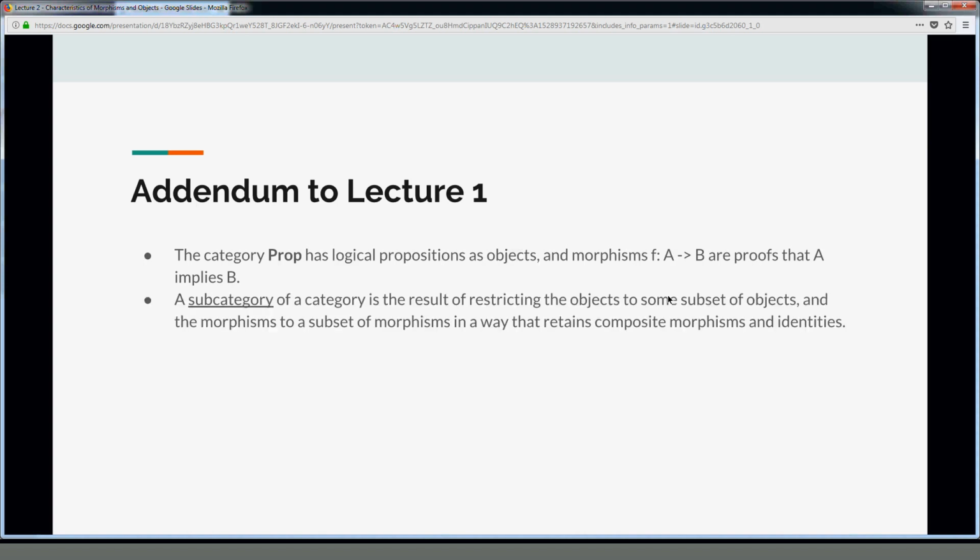Another thing I wanted to mention was the concept of a subcategory. It's an example of a construction that you might do on a category, where you basically just take a subset of the objects and a subset of the morphisms, but in such a way that you still have all the composite morphisms, so that it still remains a category. An example would be the category of finite sets, and then all of the morphisms between them. So we just restrict the objects in Set to just the sets with a finite number of objects. That's all that I wanted to mention for that.